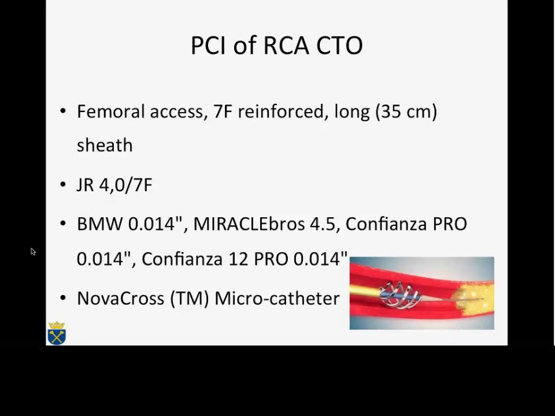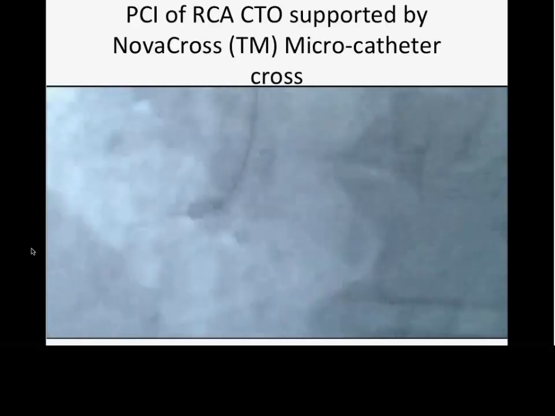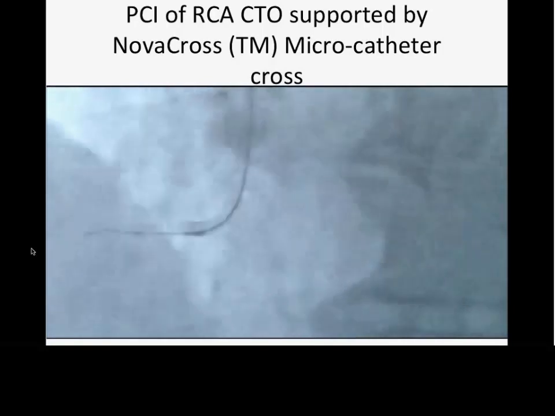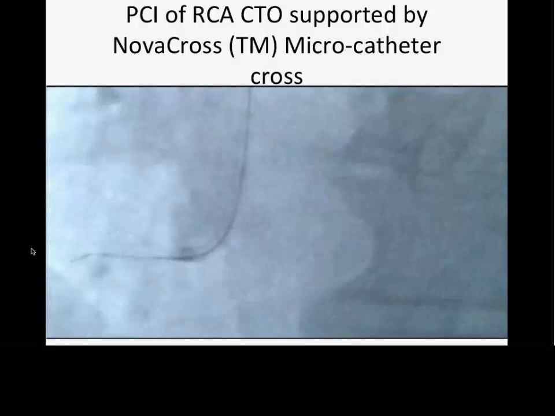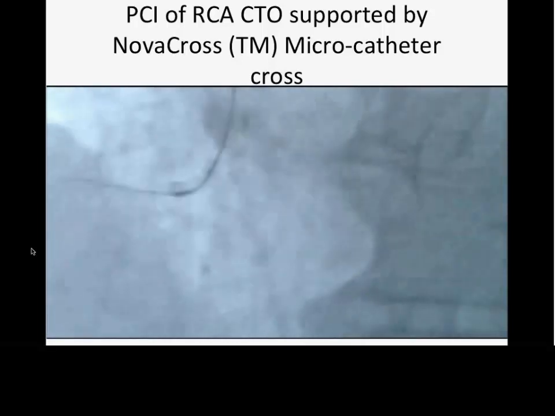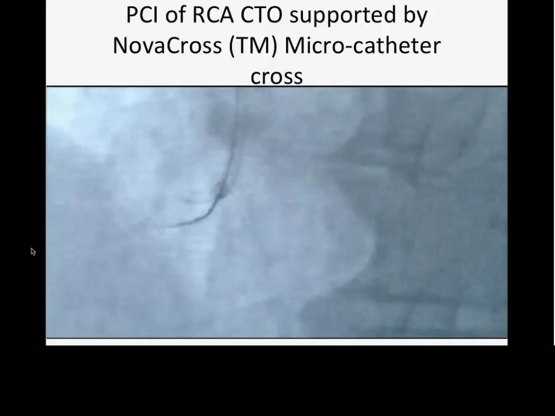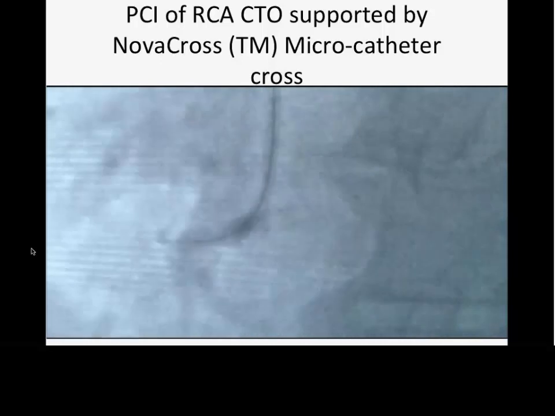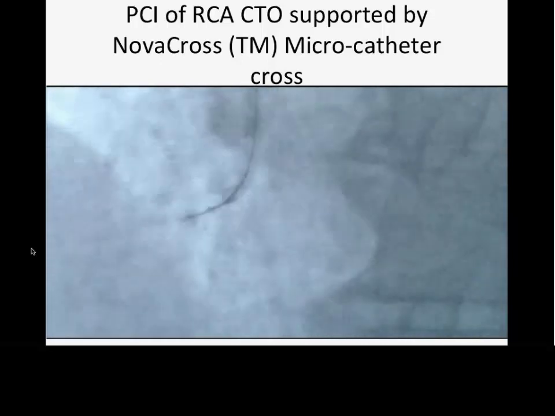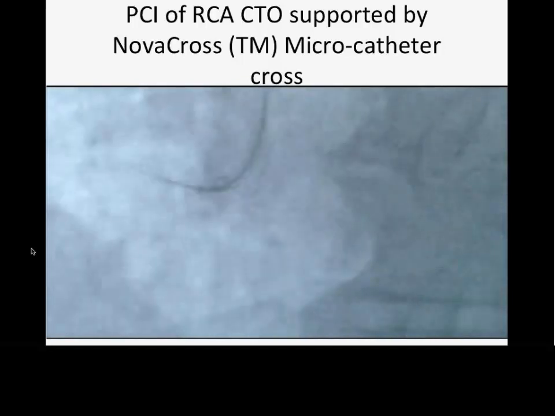I tried to use the escalation wire to introduce the system within the artery. It was BMW, then Miracle Grams 4.5, then Confianza Pro. This is the filmed approach, and you can see how you introduce the device into the artery over a guide wire, and then you go with this system. Three centimeters is enough to place the system.